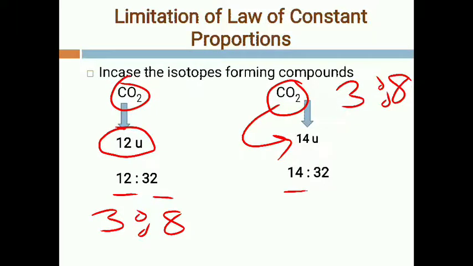So the ratio is 14 is to 32. Okay, so this ratio will be different. It is 7 is to 16. So these two ratios are different, but the compound is the same, that is carbon dioxide. So when isotopes are to be considered, then we can say it's a limitation of this law. For the same compound the ratio may be different.